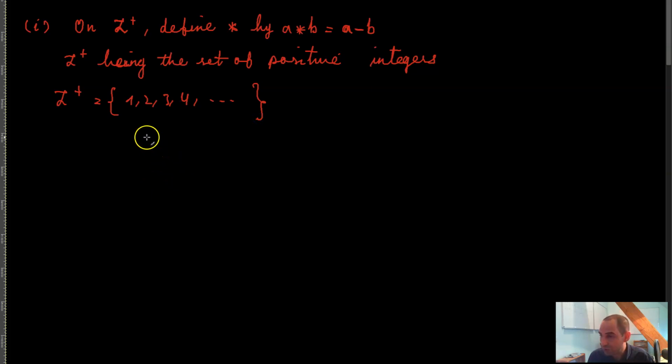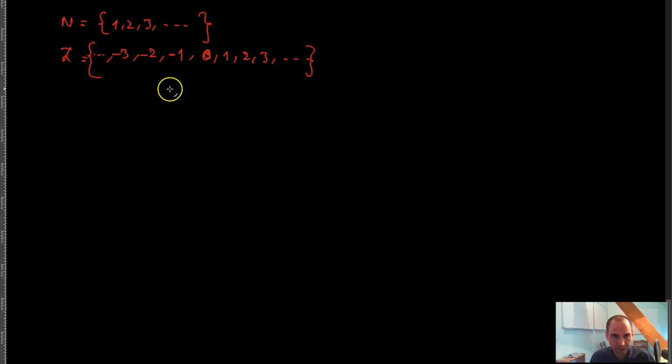So just to review these sets once. Of course, you know that the set of natural numbers is, let me write it somewhere else so that we don't have to erase it here. So you know that the set of natural numbers is 1, 2, 3, and so on and so forth. You know that the set of integers is 0, 1, 2, 3, and so on and so forth, negative 1, negative 2, negative 3, and so on and so forth, right? That's the set of integers.